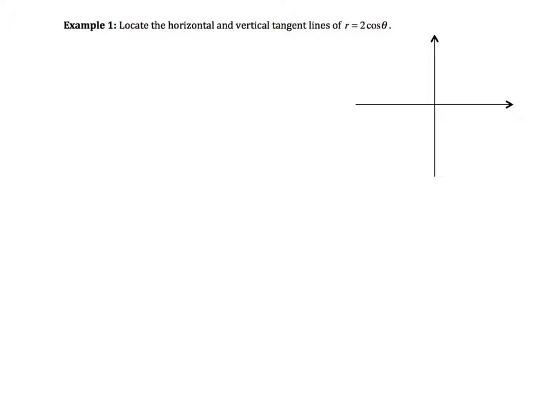Okay, so this problem in example 1 asks us to locate the horizontal and vertical tangent lines of the following polar graph, r equals 2 cosine theta. Although our discussion of the different types of polar graphs was a little brief, maybe you recognize this as the graph of a circle. It is r as a function of cosine theta, so it's going to be oriented sort of horizontally. It's going to be centered on the x-axis, on the positive side of the x-axis because it's a positive 2 cosine theta. And we had talked about how that a value corresponds with the diameter of the circle.